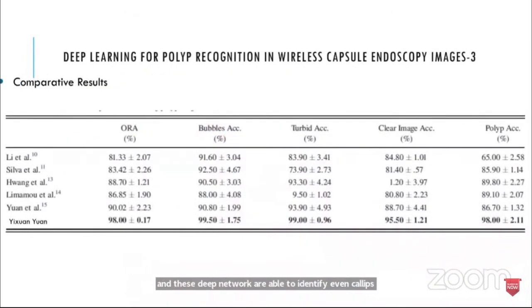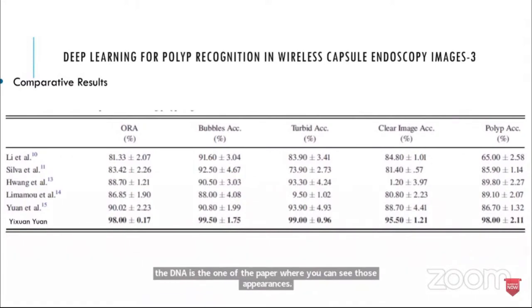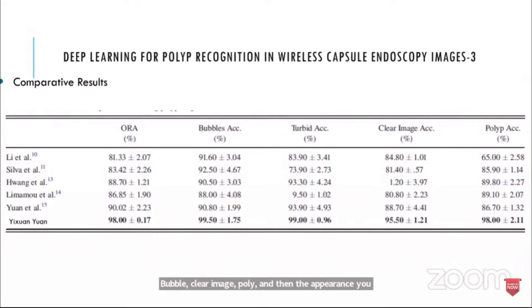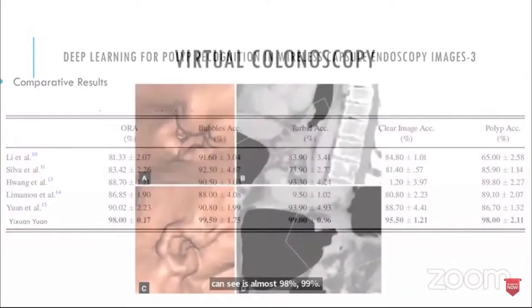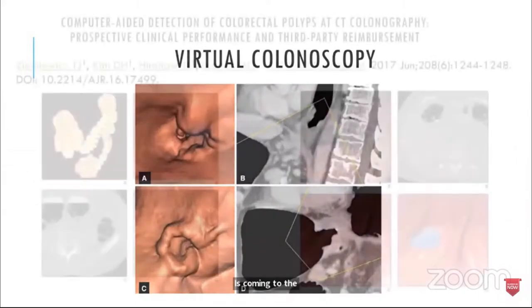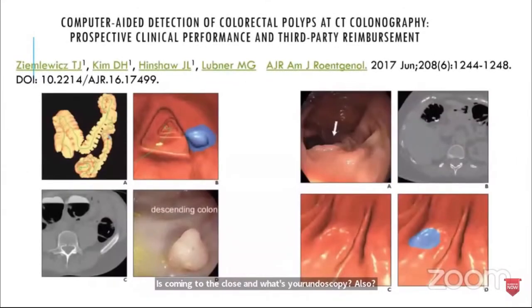And this is one of the papers where you can see those appearances: bubble, turbid, clear image, polyp. And then the accuracy you can see is almost 98%, 99%, coming close. And virtual endoscopy, we also do the same thing. And I think computer-aided colorectal polyps detection, we can do here.